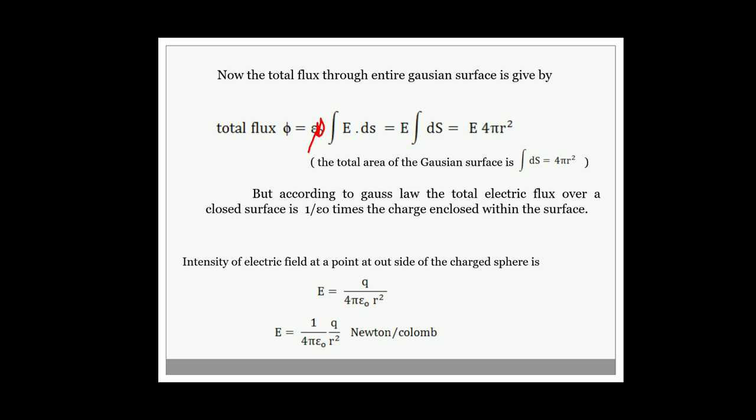But we know according to the Gauss law, this total flux phi, that is E into 4 pi r square, is equal to 1 by epsilon naught times of total charge enclosed within the surface, that is E into 4 pi r square is equal to q by epsilon naught. So that intensity of electric field E is equal to q by 4 pi epsilon naught r square, or E is equal to 1 by 4 pi epsilon naught times q by r square Newton per Coulomb. So this is the intensity of electric field at a point outside the charged sphere.